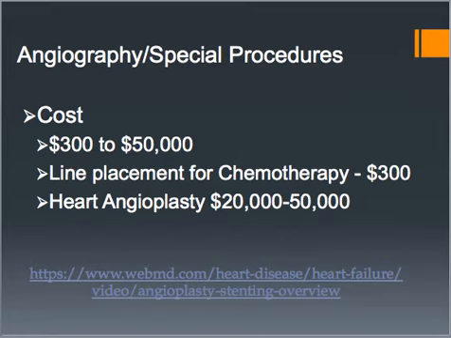The cost is huge. Depending on what it is, it's about $300 to $50,000. A line placement for chemotherapy, like a PICC line or a portacath, is going to start at more like $300. A heart angioplasty is going to be about $20,000 to $50,000. So it just depends on the procedure that they're having. But remember, if you're asked, the cost is between $300 and $50,000.